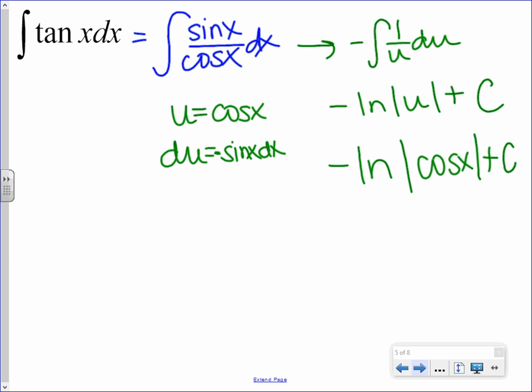I would like you to take the next 2 minutes and determine what the antiderivative of cotangent is, please. Well, be careful with the word opposite. Well, is the answer going to be similar? Yes. Figure out what it's going to be. I don't think that's going to help though.